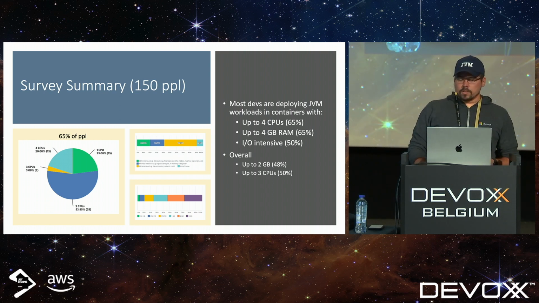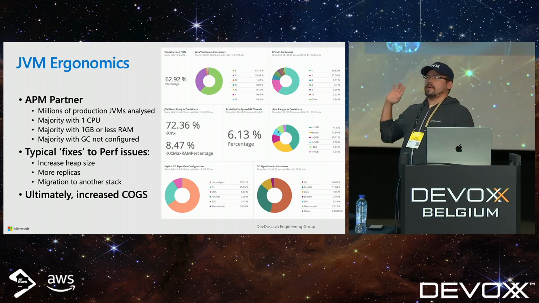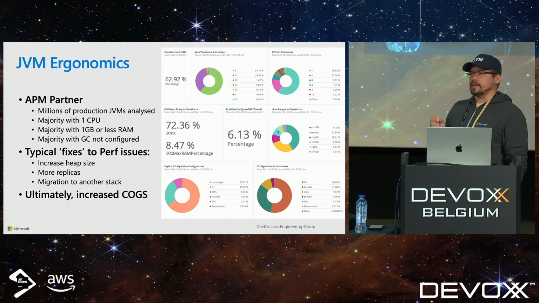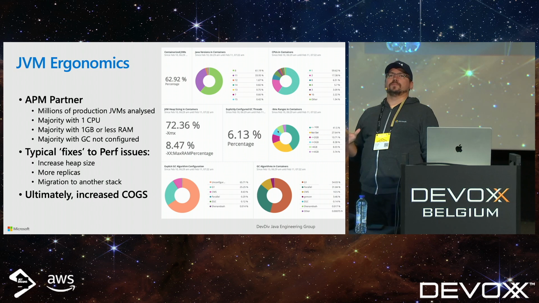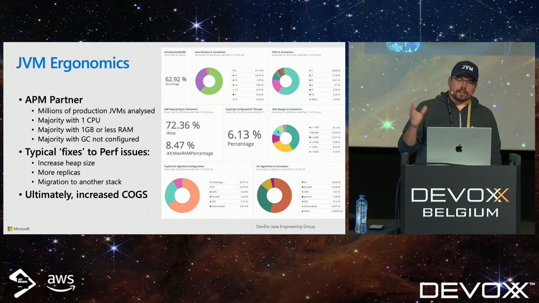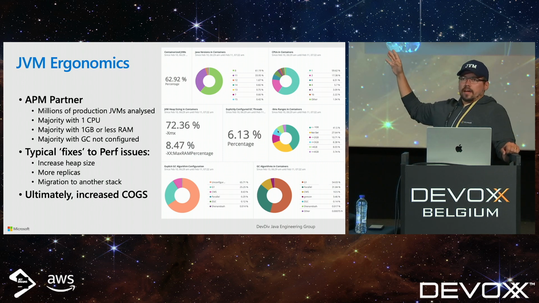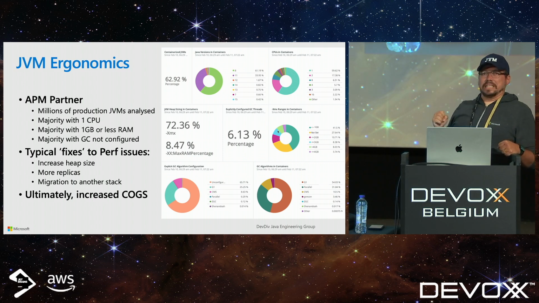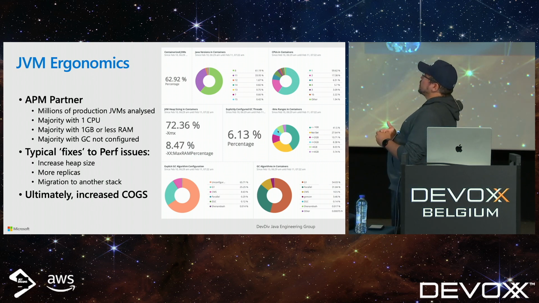So we spoke to New Relic in a partnership with New Relic, and they shared this awesome dashboard with us. What this dashboard shows is data from roughly 10 million JVMs monitored by New Relic. And they shared information with us, like, is the JVM inside a container? And that's on the top left over there, 62% inside containers. Most of the JVMs monitored by New Relic are inside containers.